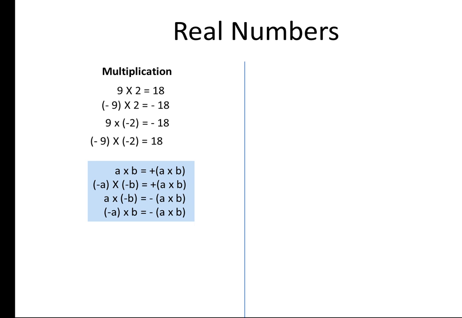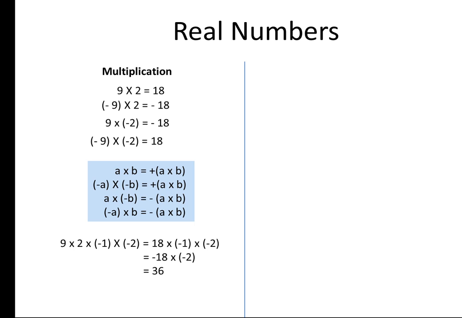In general, a times b is equal to plus a times b if both a and b are positive. Minus a times minus b will result in a positive answer. A times minus b will give you a negative answer, and minus a times b will also give you a negative answer. Here is an example: 9 times 2 times minus 1 times minus 2.